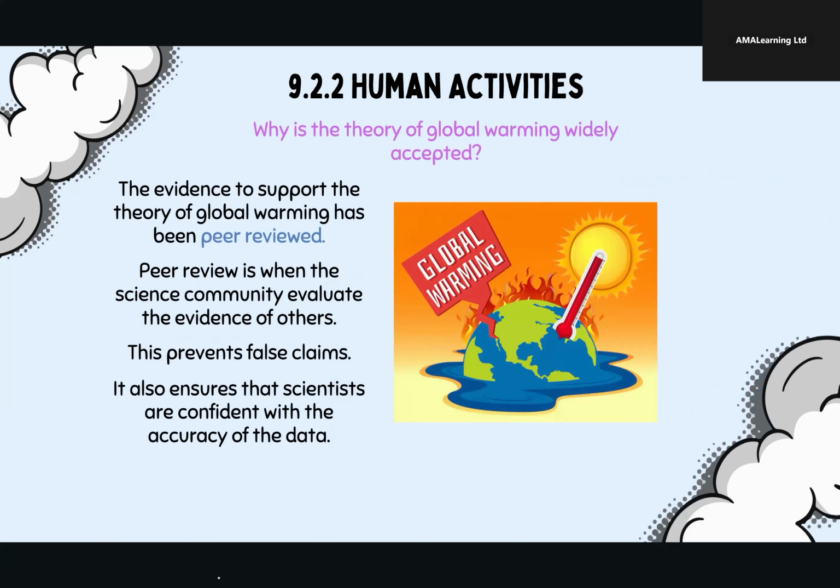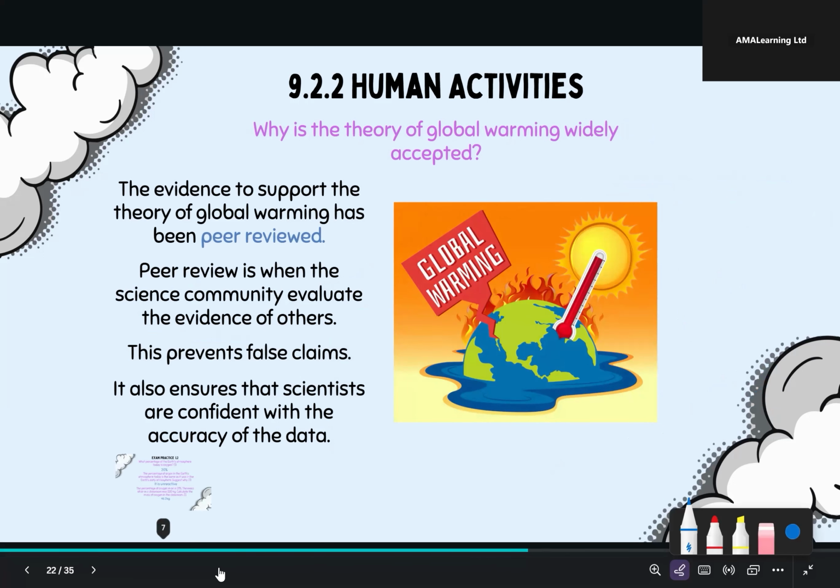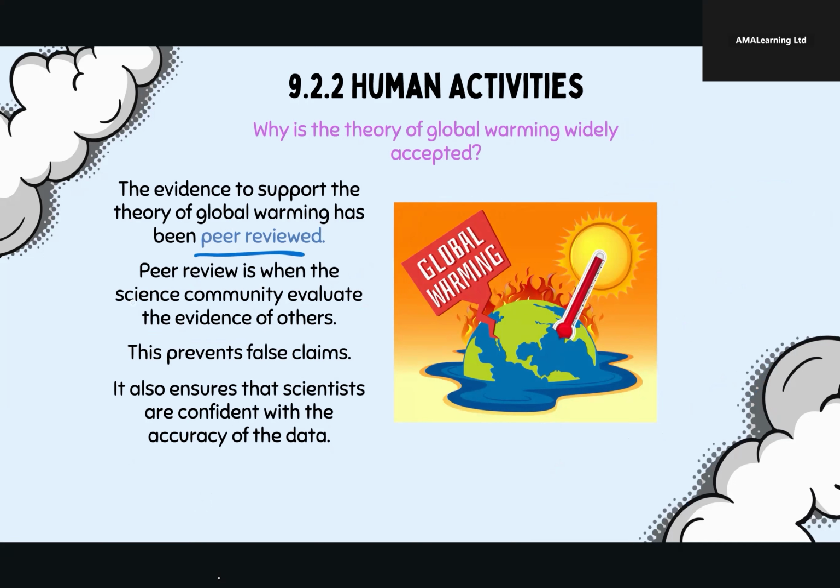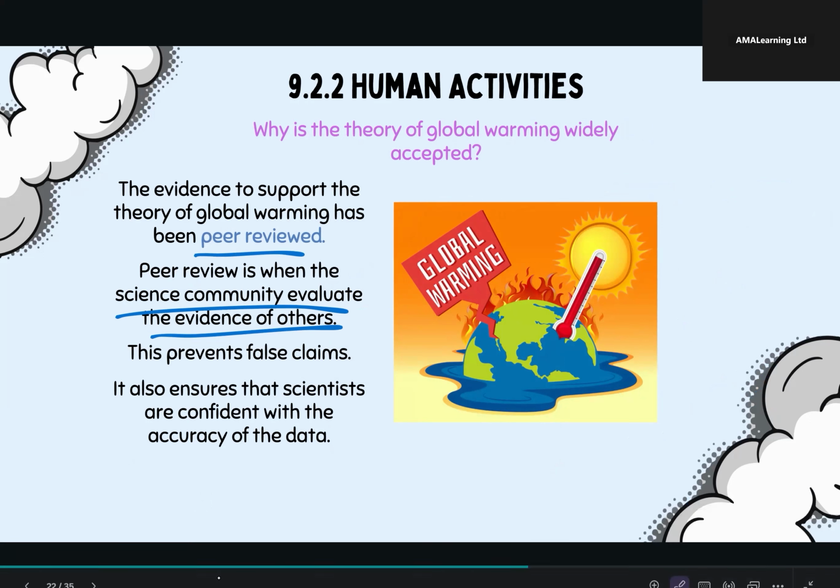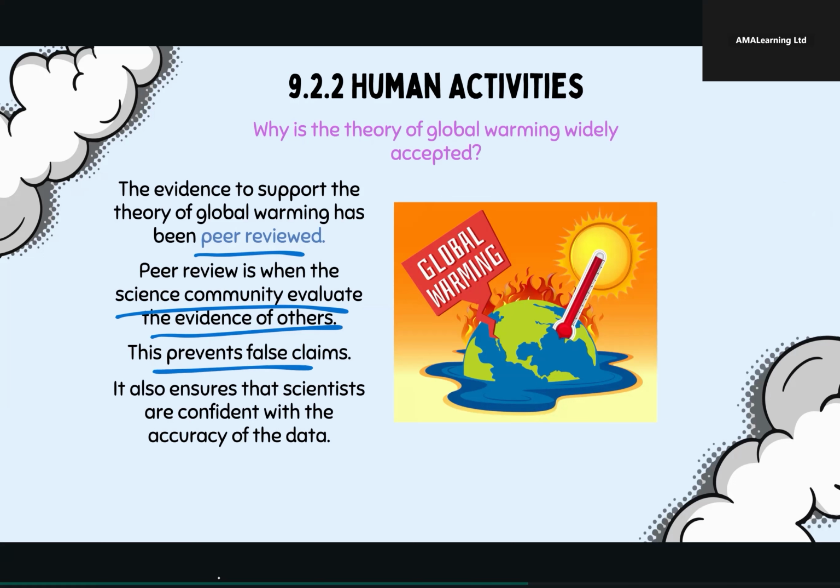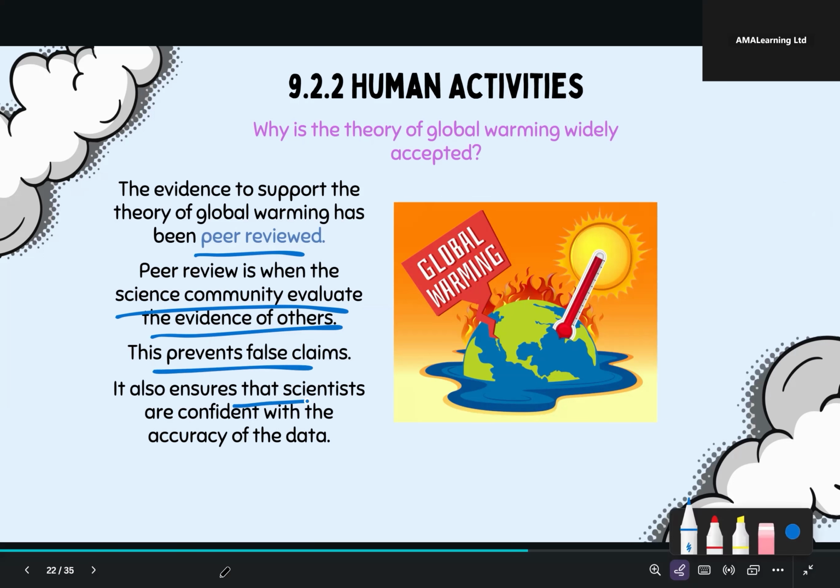So why is the theory of global warming widely accepted? The evidence to support the theory of global warming has been peer-reviewed. So peer review is when the science community evaluate the evidence of others. So one scientist does the experiment, then they pass that evidence in a journal to the science community, then other people in the science community do the same experiment. And by doing the same experiment, they show if their results were the same or different. And that prevents false claims. So it also ensures that scientists are confident with the accuracy of the data.